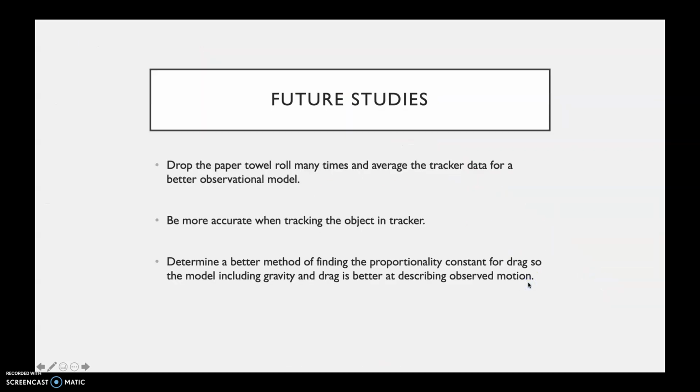So for future studies, I'd drop the paper towel roll many times and average the tracker data for a better observational model, and I'd also be more accurate when tracking the object in tracker. I'd also determine a better method for finding the proportionality constant for the drag, so the model would better describe the observed motion.